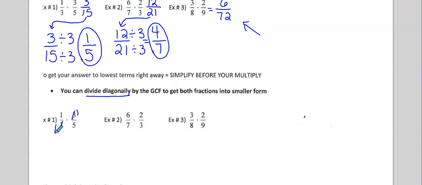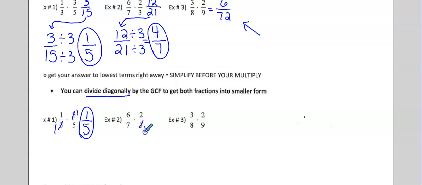So now I can do multiplication. 1 times 1 is 1, and 1 times 5 is 5, and I have my final answer. In this problem, it wasn't really that much easier, and same thing with example 2. Common factor for 7 and 2, only 1, so that's not going to work. How about 6 and 3? Oh yeah, I know, 6 and 3 have a common factor of 3.